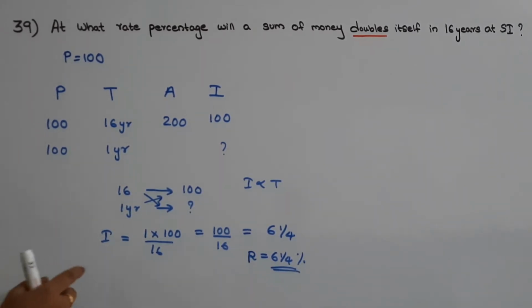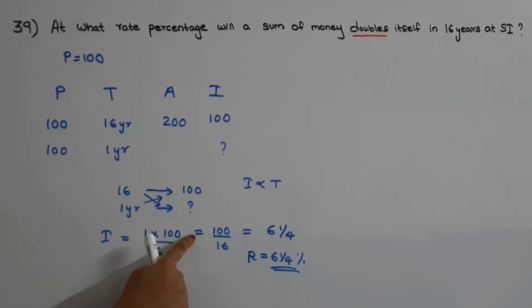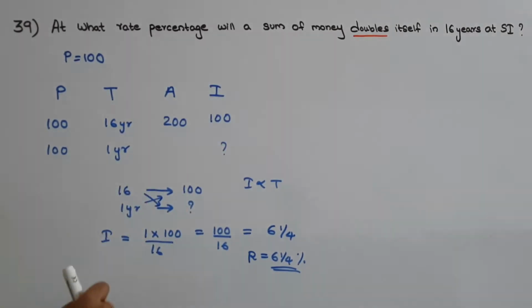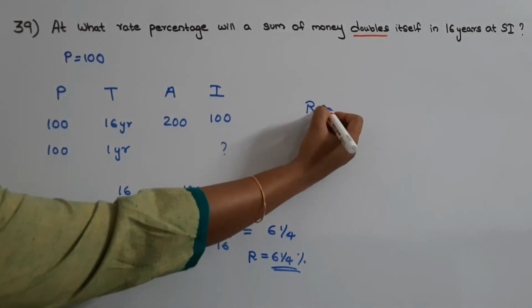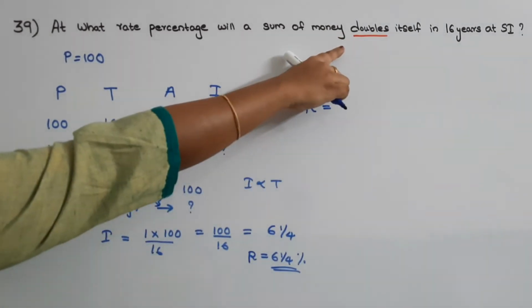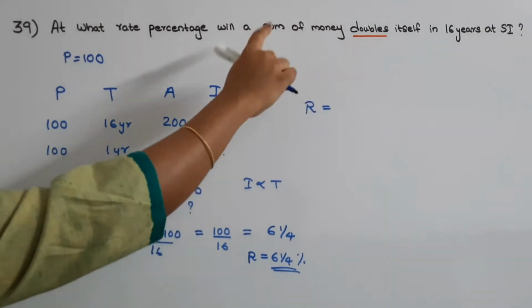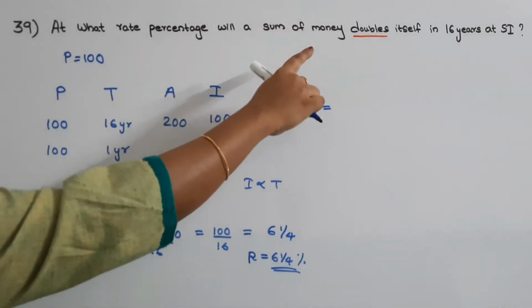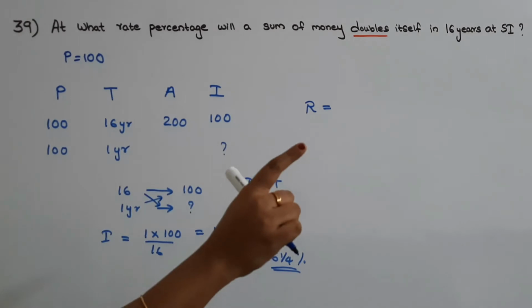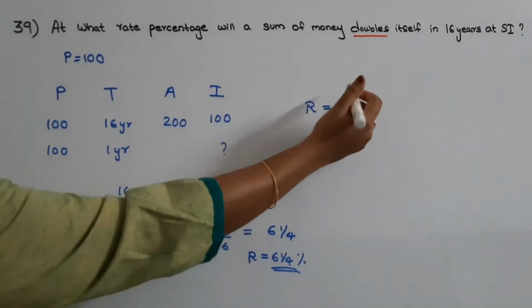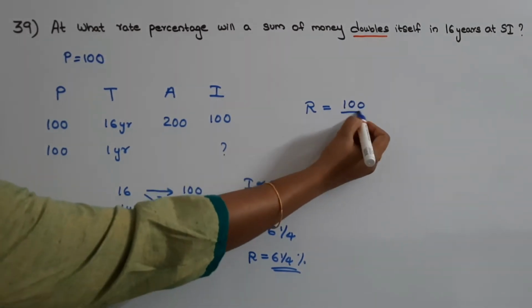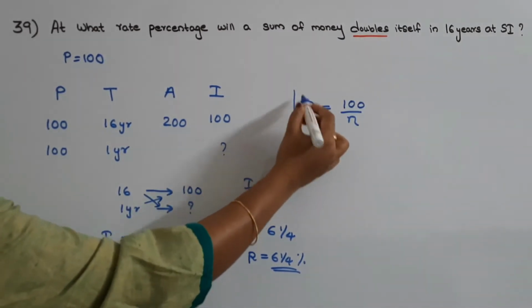Now if you observe these two questions, we will find that the rate of interest is equal to 100 divided by the time period. So directly you can find out rate of interest, whenever doubles comes in simple interest, if they are telling the sum of money is getting double in simple interest, you can directly find the rate of interest as rate of interest is equal to 100 divided by number of years, that is n.